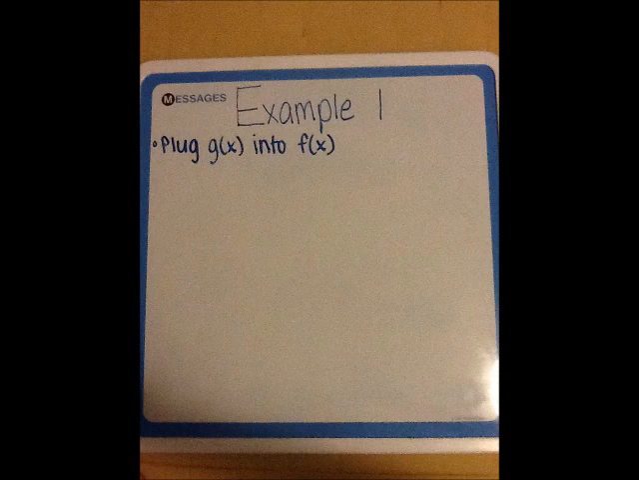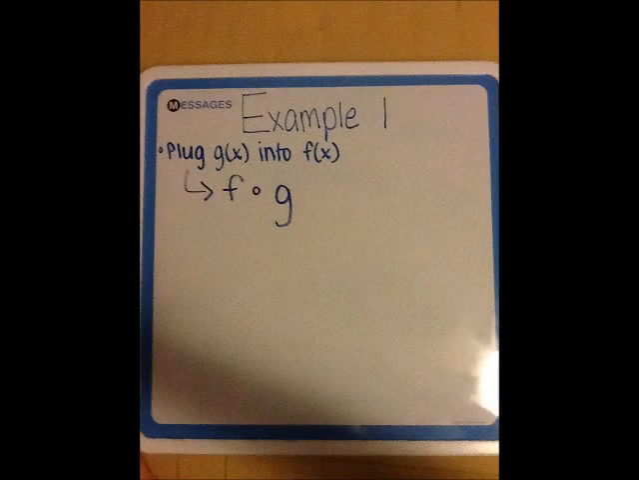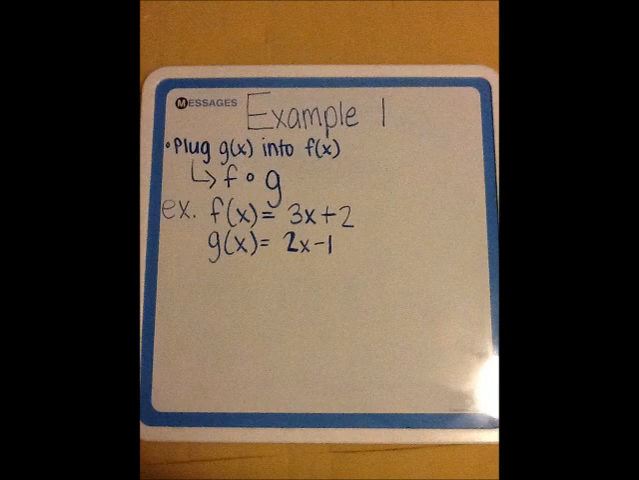Example 1. Plug g of x into f of x. We write this as f, open circle, g, or fog if you will. For example, if you have f of x equals 3x plus 2 and g of x equals 2x minus 1, this is what you will have to do.